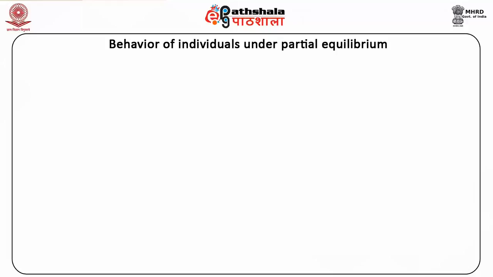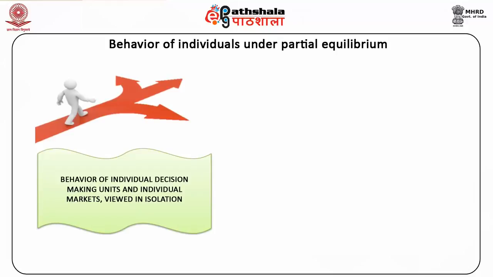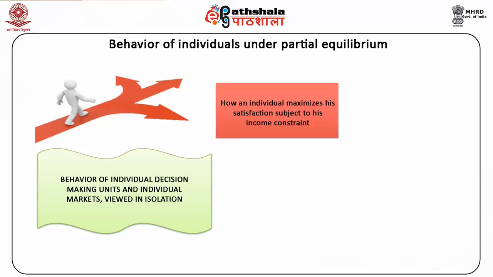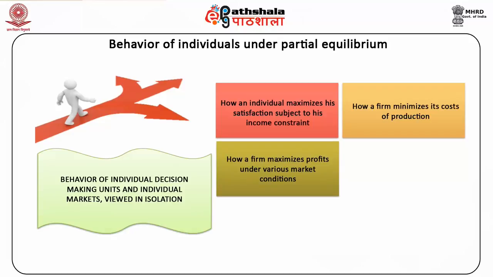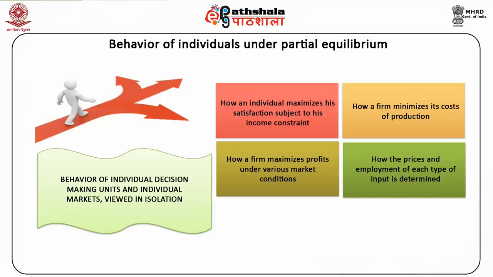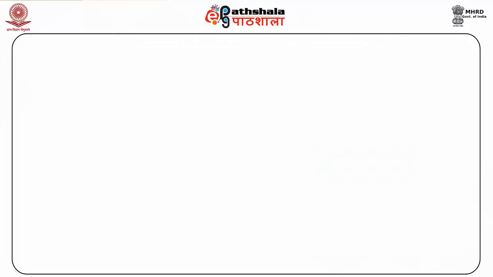In partial equilibrium analysis, we consider the behavior of individual decision-making units and individual markets viewed in isolation. It examines how an individual maximizes his satisfaction subject to his income constraint, how a firm minimizes its cost of production, how a firm maximizes profits under various market conditions, how the prices and employment of each type of input is determined. No interconnections.